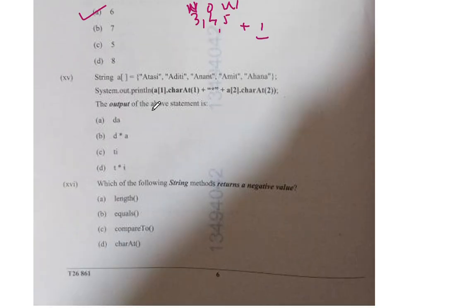A. Now string this, Atasi, Aditi. What do you have to do? String A1.charAt 1. This is 0. This is 1. So now charAt 1 position is what? 0, 1. It will be D. Now in between multiplication and charAt 2. So this is my 2, and 0, 1, 2 is my A. So my answer should be D into A.